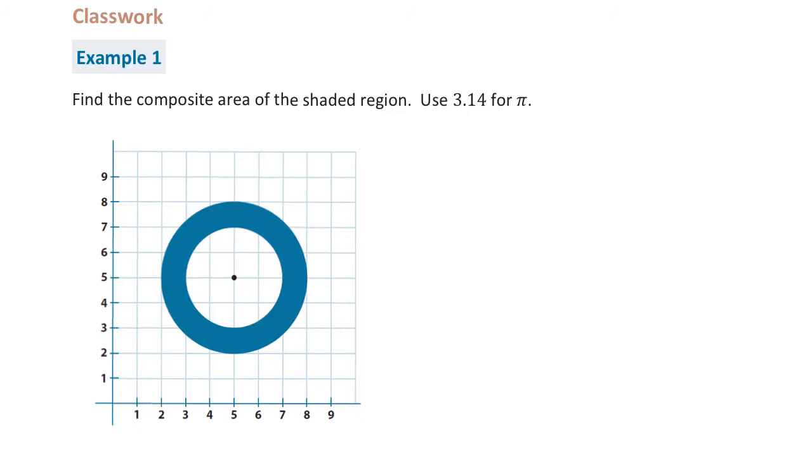To find the area of a circle, we need to know that the area of a circle is equal to pi times radius squared. And we're going to use 3.14 for our pi here. To find the shaded region here, we need to find both of the areas of these circles and then subtract them. Let's go ahead and find the area for our small disk.